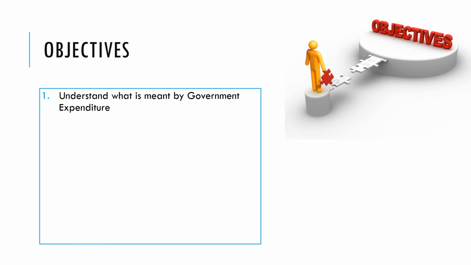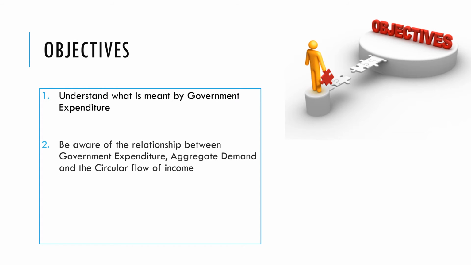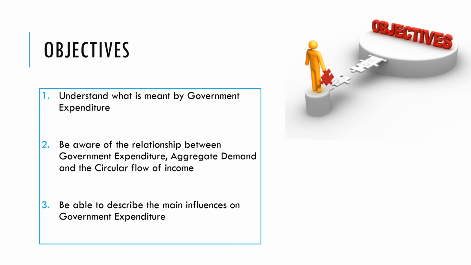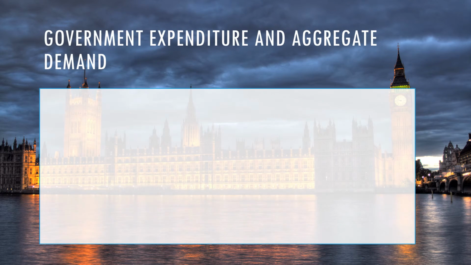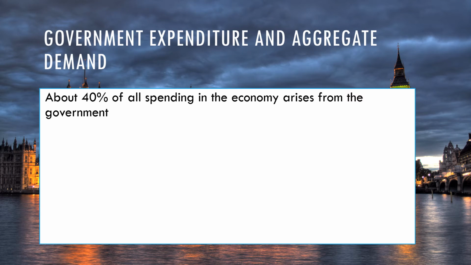So we've looked at what is meant by government expenditure and looked at some of the figures behind the UK's current position. Now let's look at the government expenditure, the relationship between that and aggregate demand and circular flow before moving on to the influences of government expenditure. So government expenditure and aggregate demand. Well, the government accounts for about 40% of all spending in the economy. But when we look at AD, that's not quite the full picture.